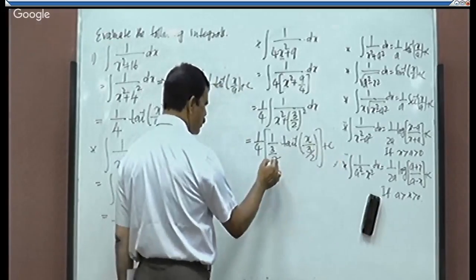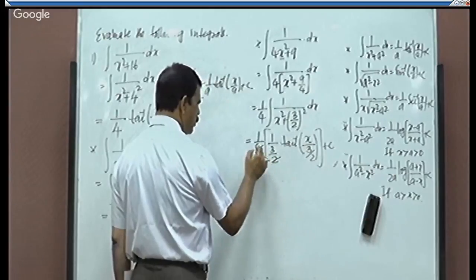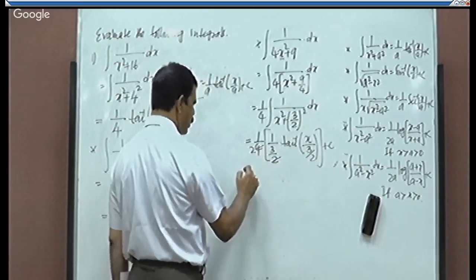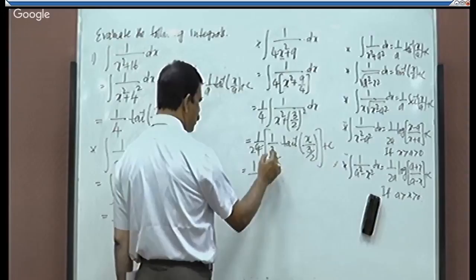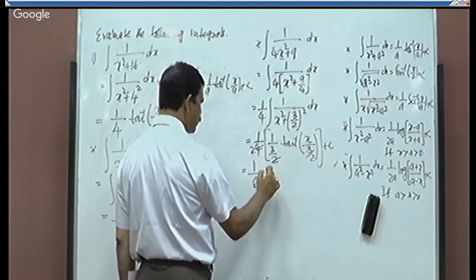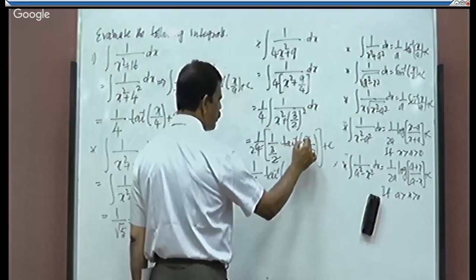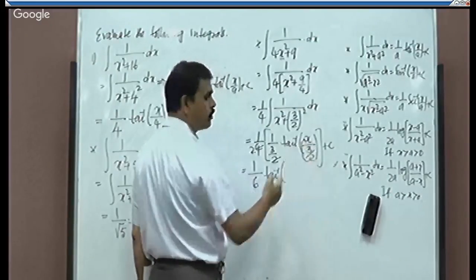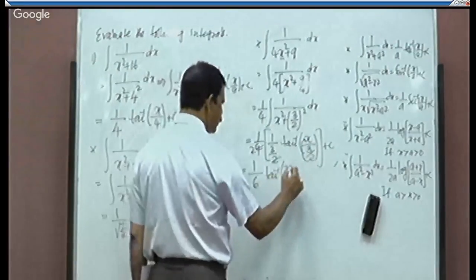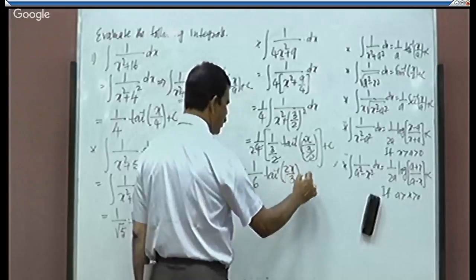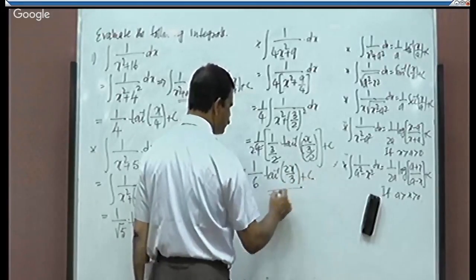Otherwise, this 2 is cancelled with the 4. It is equal to 1 divided by 2 into 3 is 6 into tan inverse of, you can shift the denominator to the numerator. It is 2x divided by 3 plus c, right?